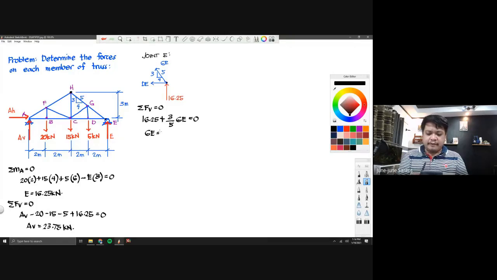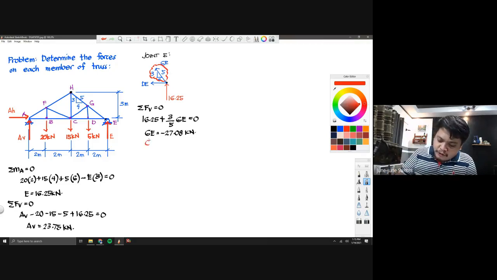16.25 times 5 all over 3. So you will be having here negative 27.08 kilonewton. So what does it mean? Mali yung assumption natin na si GE ay pataas. Ano ang conclusion? GE ko, tama na 27.08 kilonewton, but this time this is in compression. Ibig sabihin, patulak. Okay? Para siyang pinipipi.